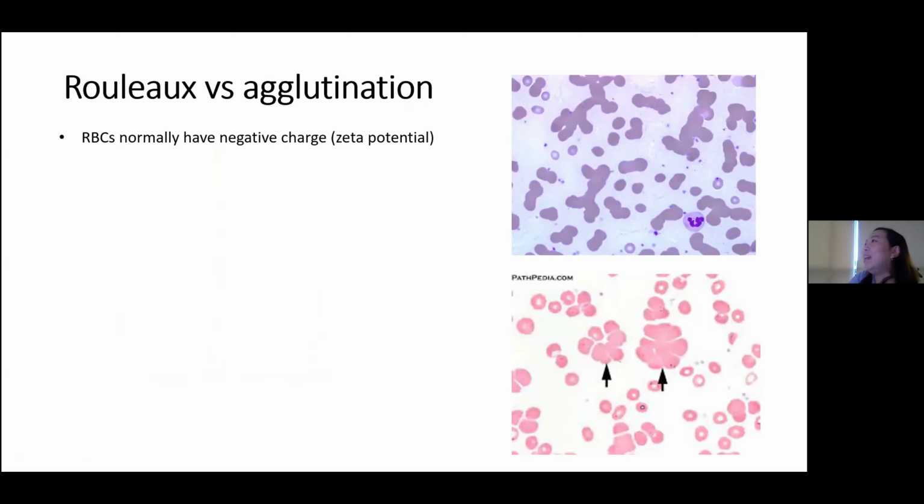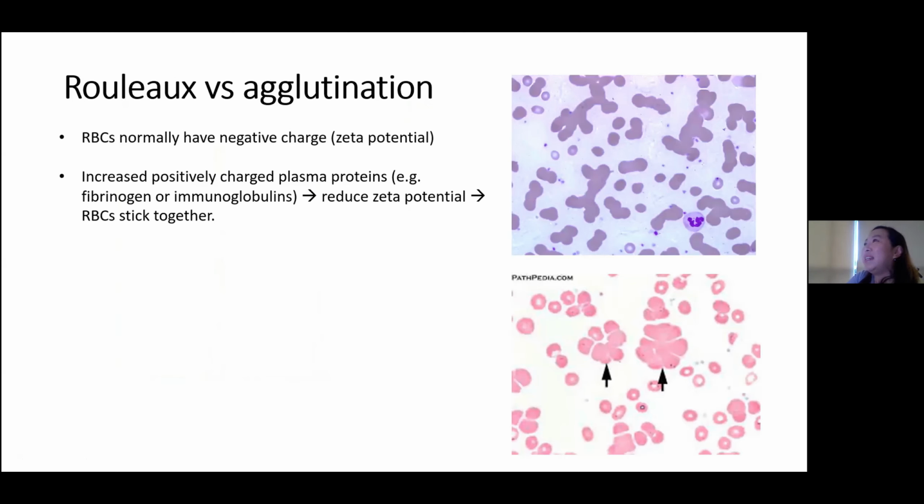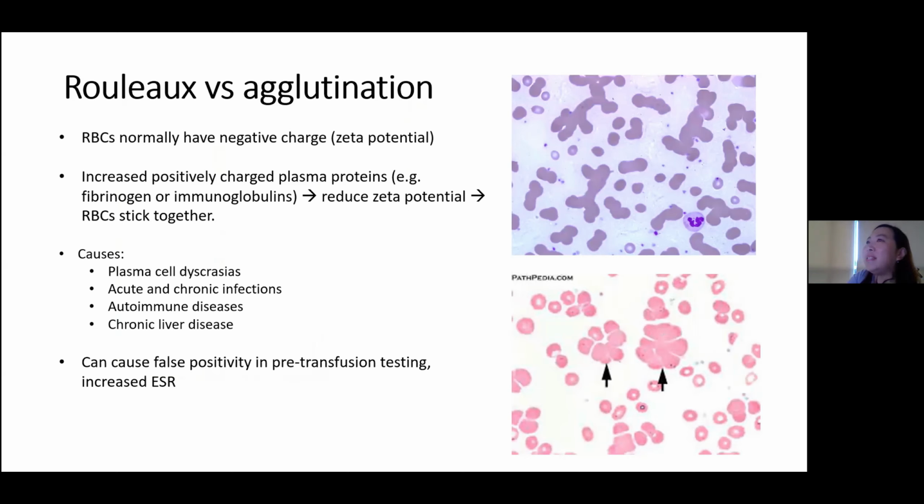So we talk about rouleau versus agglutination, and the mechanism of rouleau versus agglutination. As opposed to coin stack, you have these grape-like clusters in agglutination, and you can see rouleau not only in myeloma, but also in infection or autoimmune conditions, and even chronic liver disease. And this can present a problem in blood banking. If any of you are in blood bank, in pre-transfusion testing, it can cause false positive blood grouping and cross-matching of red cells, as well as increased ESR.